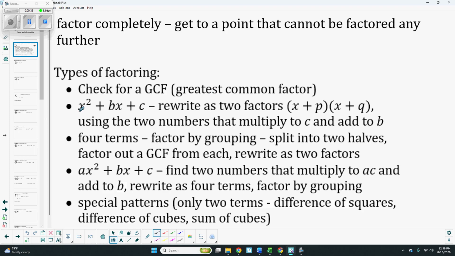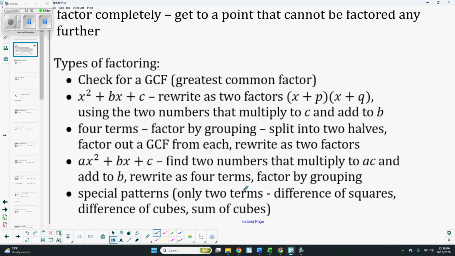If it's a quadratic in standard form and there's no number in front of the x squared, we just rewrite it, right? The two numbers that multiply to c and add to b. If it's 4 terms, we factor by grouping. If it's standard form quadratic, but there's an a in front, find the a times c first, then do it as 4 terms and factor by grouping.